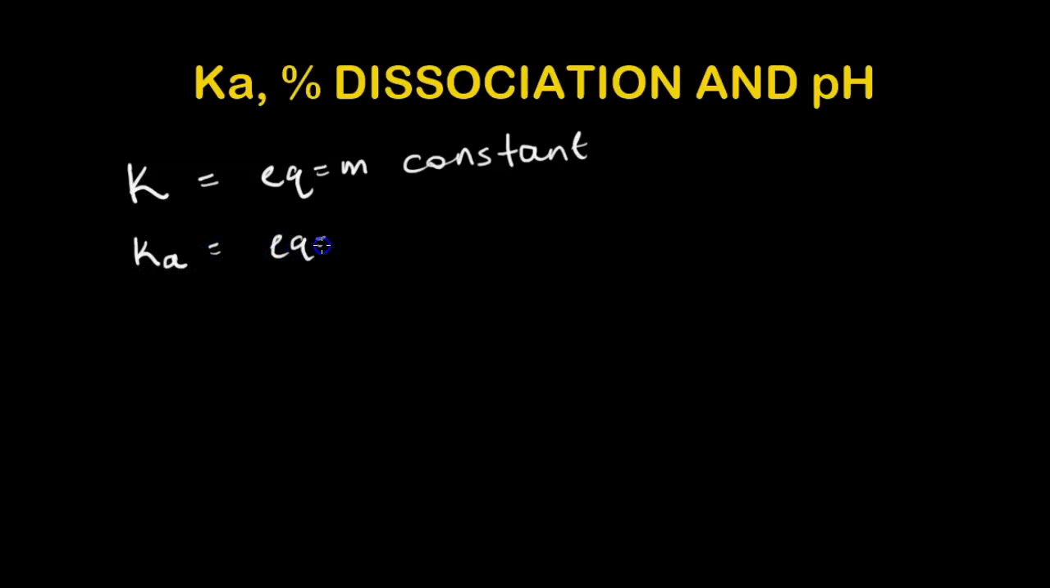Hey guys, in this lesson we will discuss Ka, percent dissociation, and pH as well as its applications. Let's first understand what is meant by the term Ka. We already know uppercase K is used for equilibrium constant. However, when we see the small a subscript with K, that means equilibrium constant for the ionization of an acid.